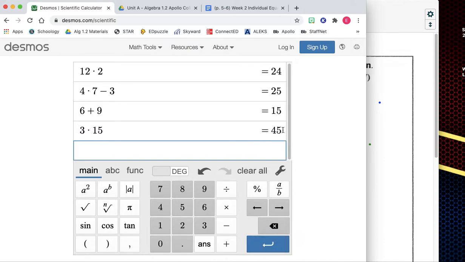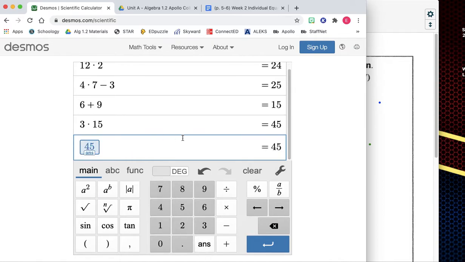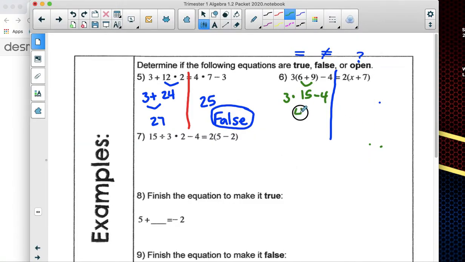So rather than typing in 45, I'm going to use this ANS button. So I'm going to do answer. That just takes that 45 and plugs it there. Minus, what was it, 4, I think? And we get 41. Okay, so that's 41.